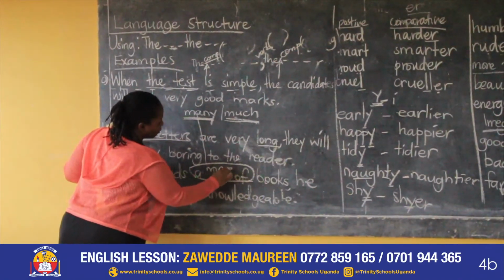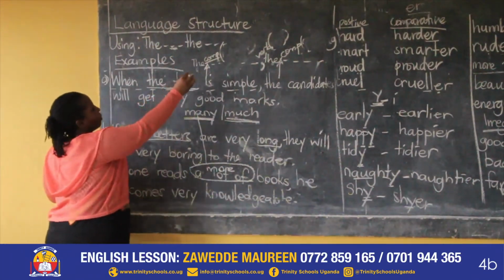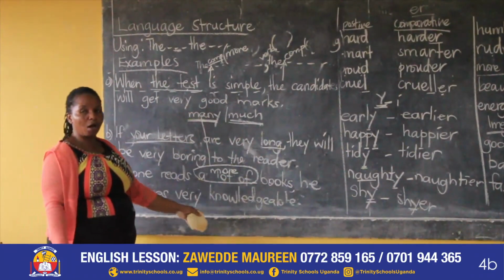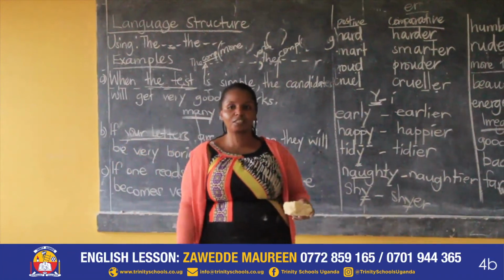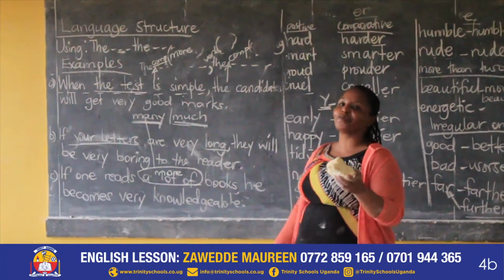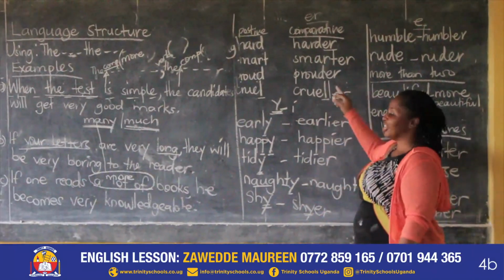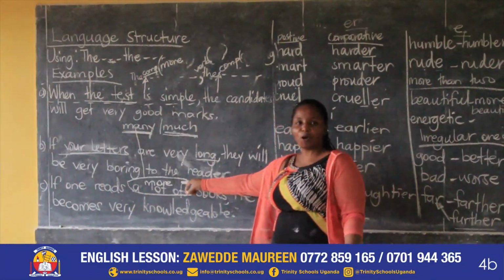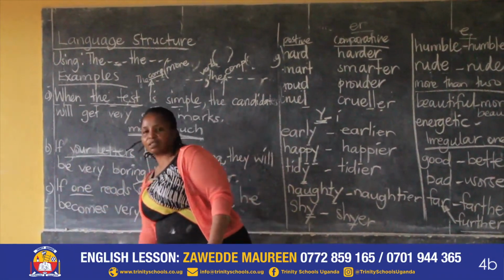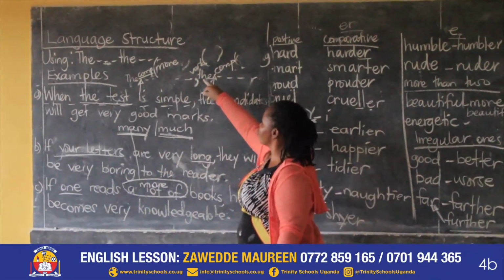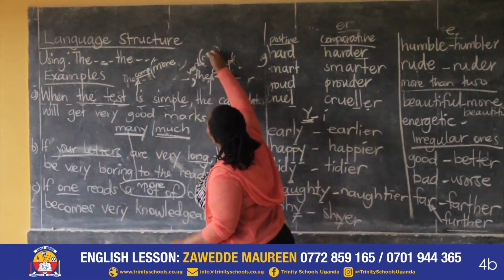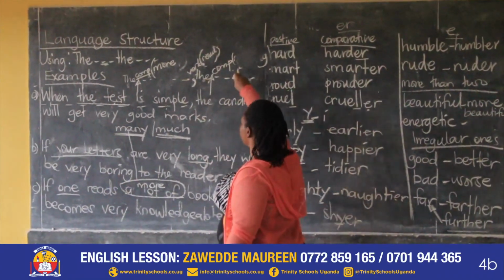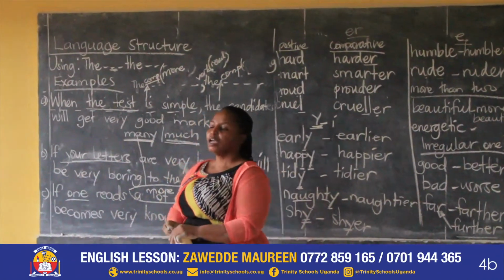And I plot here more, and our adjective here is knowledgeable, and the comparative of knowledgeable is more knowledgeable. So we shall say, the more books one reads. Our verb is reads. The more books one reads, the more knowledgeable he becomes.